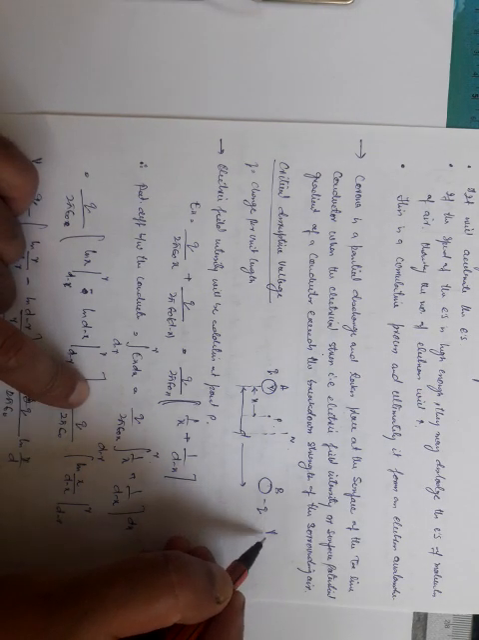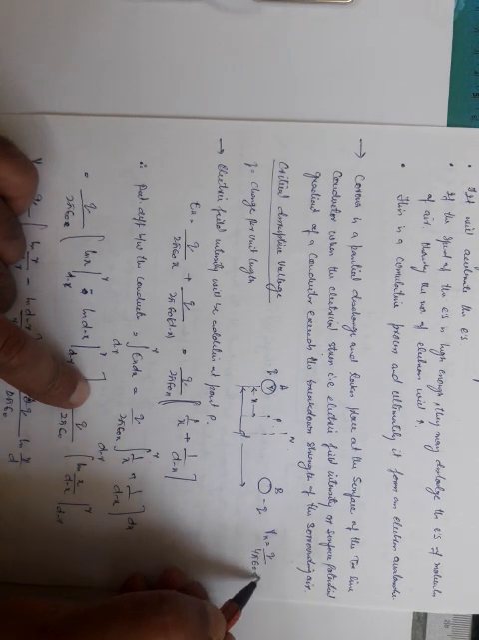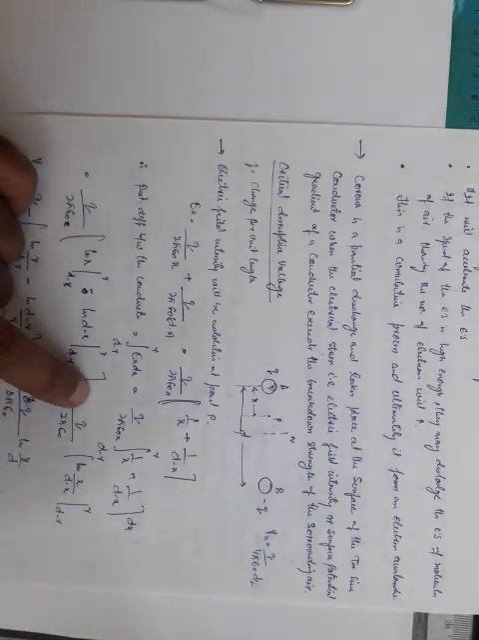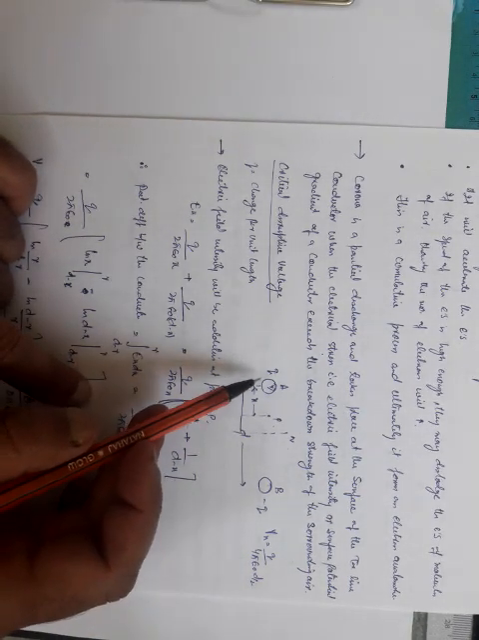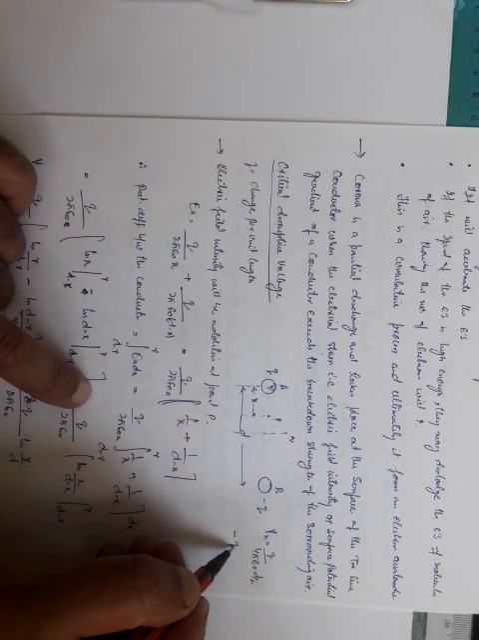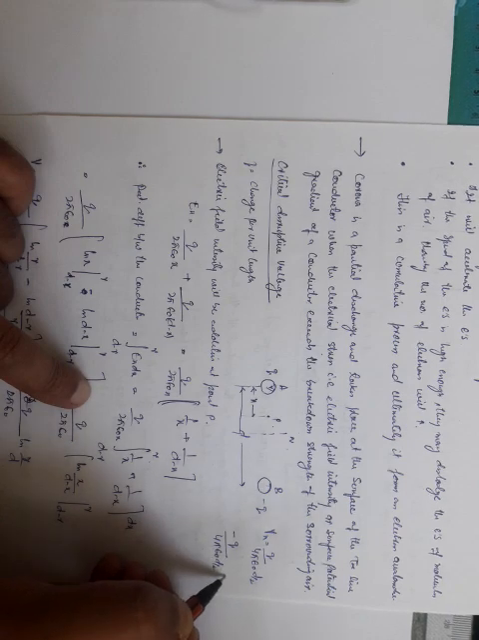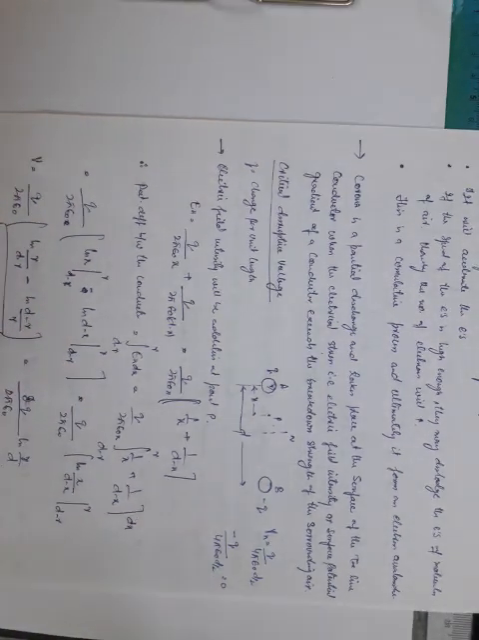I will write it: Vn will be equal to Q divided by 4 pi epsilon 0 into D by 2. That is the potential because of this charge, and the potential because of this charge will be equal to minus Q divided by 4 pi epsilon 0 into D by 2, so the total is equal to 0. This is a neutral point. That's why it is a neutral point.